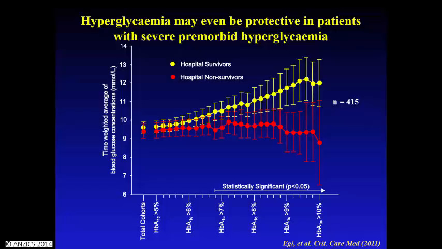And what this shows is that for diabetic patients who have poor control, so HbA1c is greater than 7%, there's a greater proportion of hospital survivors with higher blood glucose than those with lower blood glucose, which suggests that hyperglycemia may have a protective effect in this diabetic group.